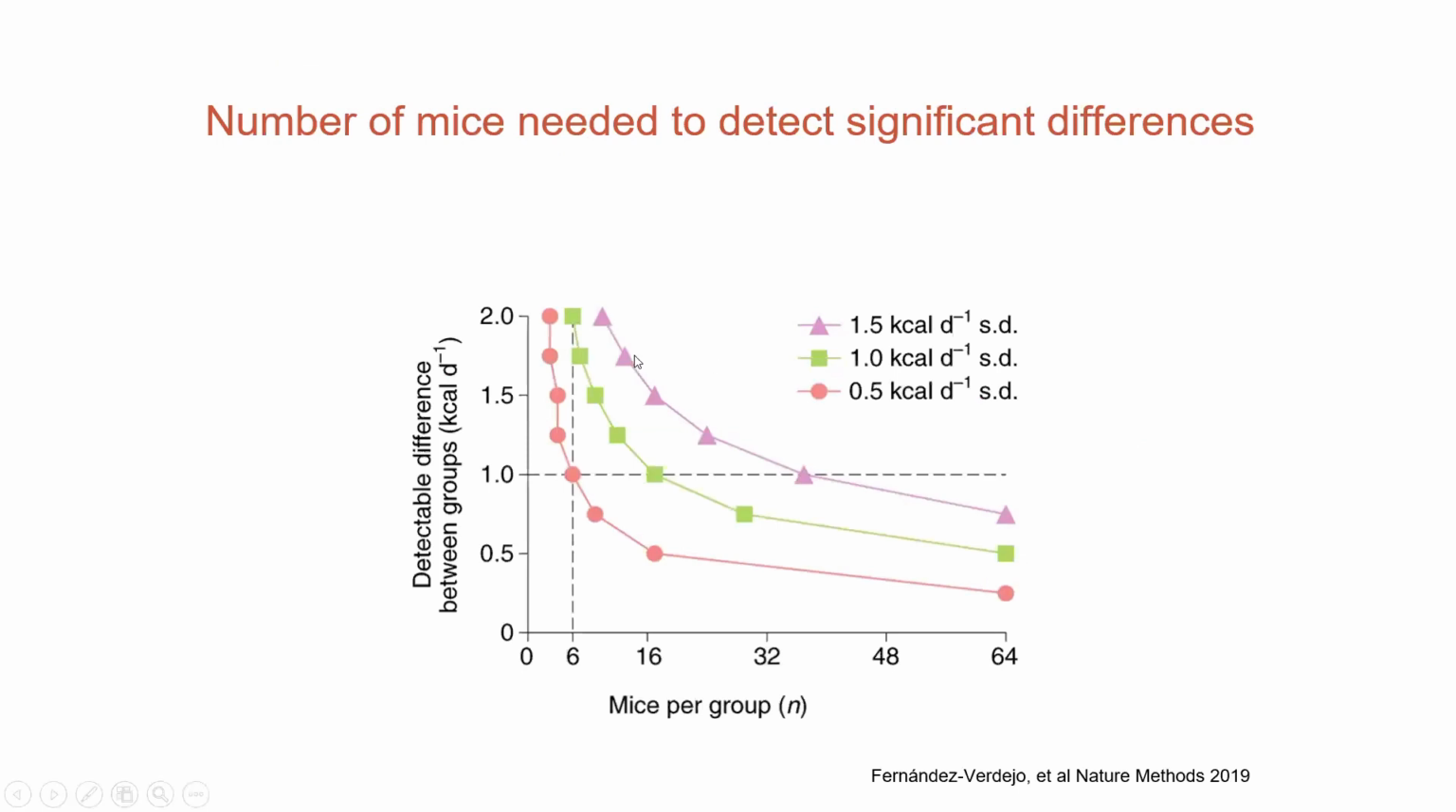And this brings me to another thing that's been discussed time and time again. It was in the CHOP paper and more recently in another Nature Methods paper, which is the number of mice needed to detect significant differences for energy balance experiments. Assuming that you had 1 kilocalorie per day difference between your group, which is a pretty big difference between your group, and you had a relatively small standard deviation of 1 kcal per day, you would still need more than 16 mice in order to detect that level of significant difference.